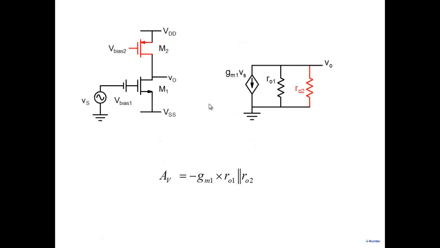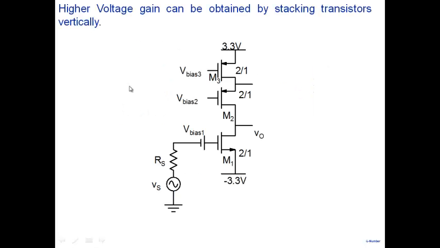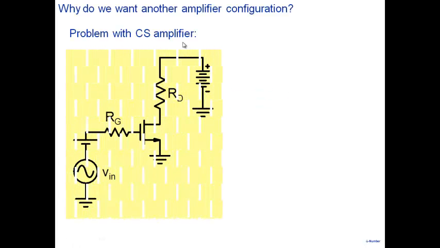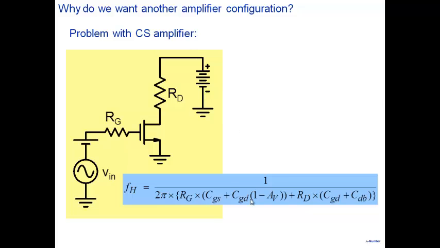The Miller effect is bothering us. The net capacitance at this particular input node, the CGD that is here, is getting multiplied by the gain of this amplifier and is appearing as a large capacitance here. So what we are trying to do is find an amplifier which doesn't suffer from the Miller effect. And so why do we want another amplifier is basically this factor here. This is what is bothering us.